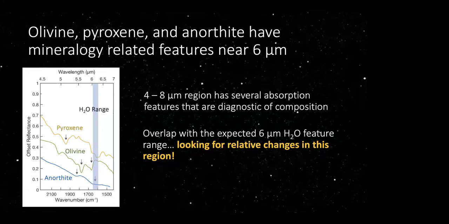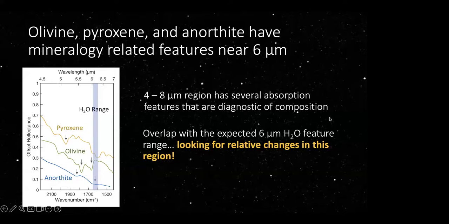And so if we're looking for water-related features for these sorts of nominally anhydrous minerals, it's very likely that these water absorptions may overlap or interact with these mineralogy-related features near 6 microns. And so rather than looking for a kind of discrete absorption feature, we might be looking for relative changes in this region to indicate the presence of water.